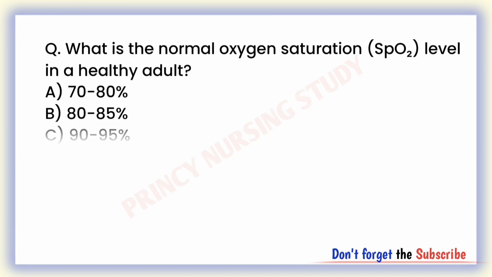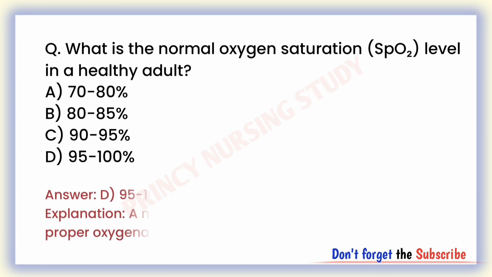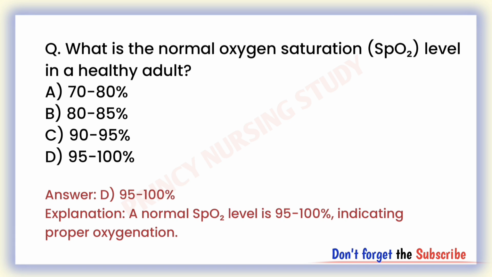Next question. What is the normal oxygen saturation, SpO2, level in a healthy adult? Correct answer is D. 95 to 100%. A normal SpO2 level is 95 to 100%, indicating proper oxygenation.